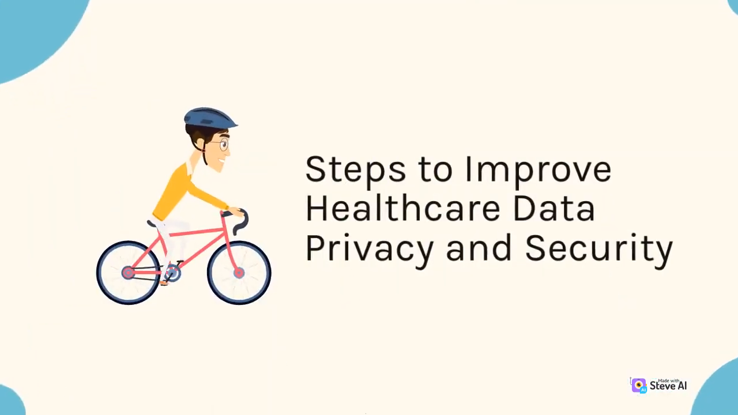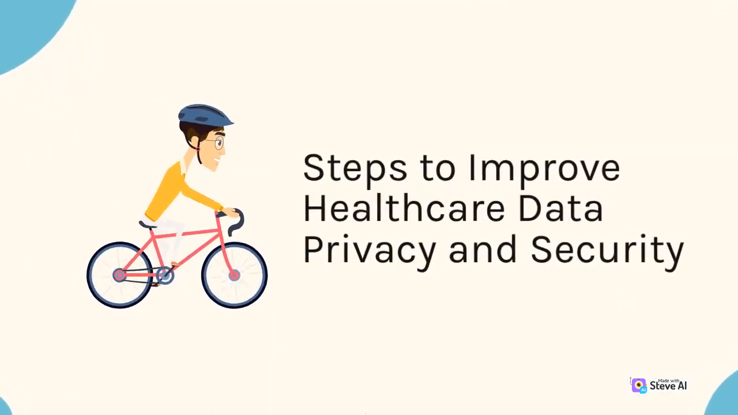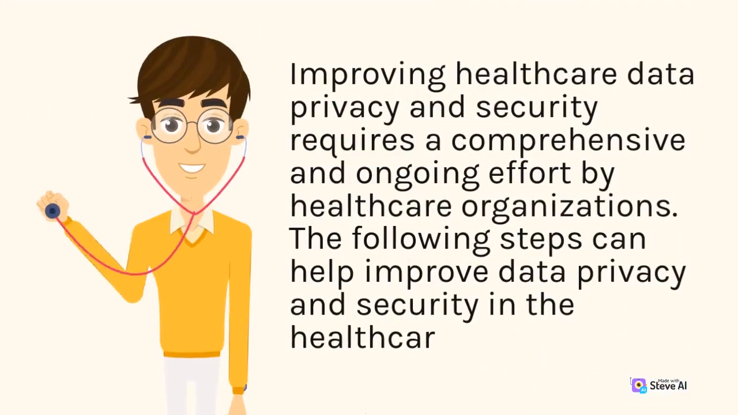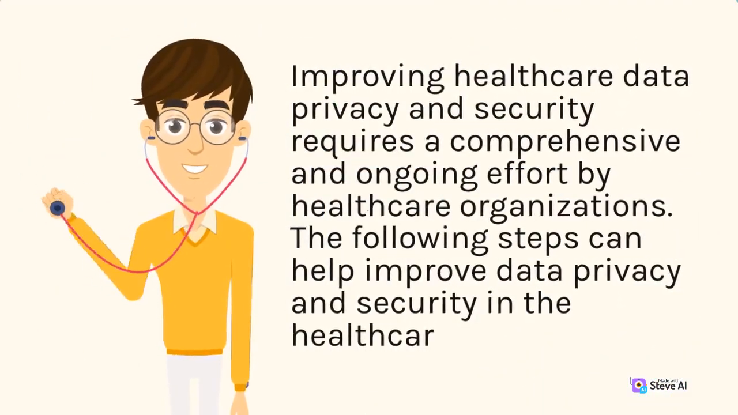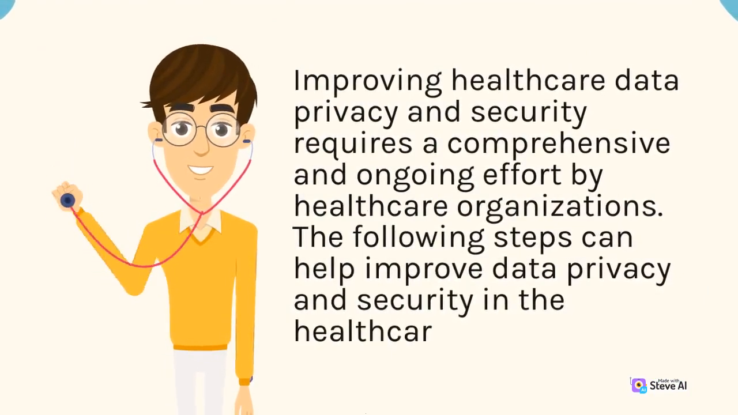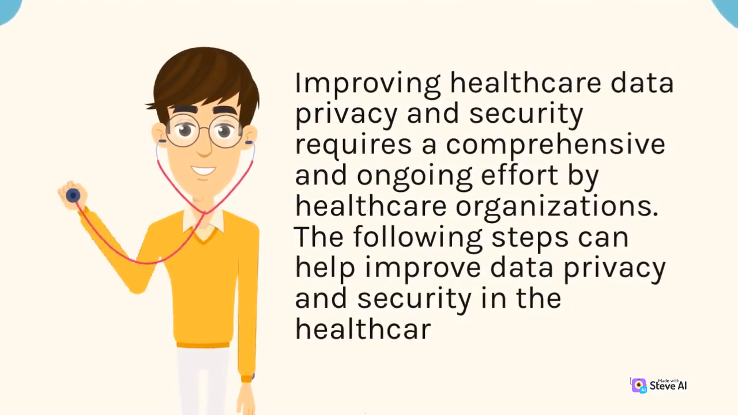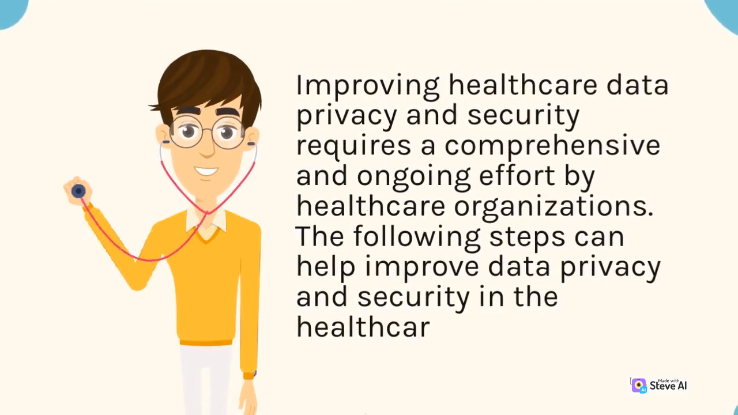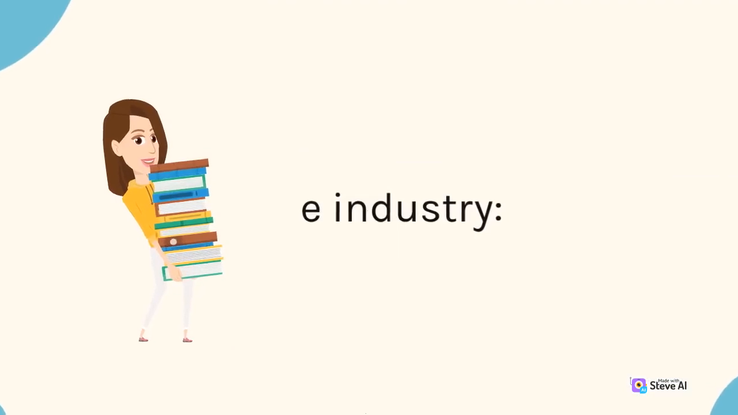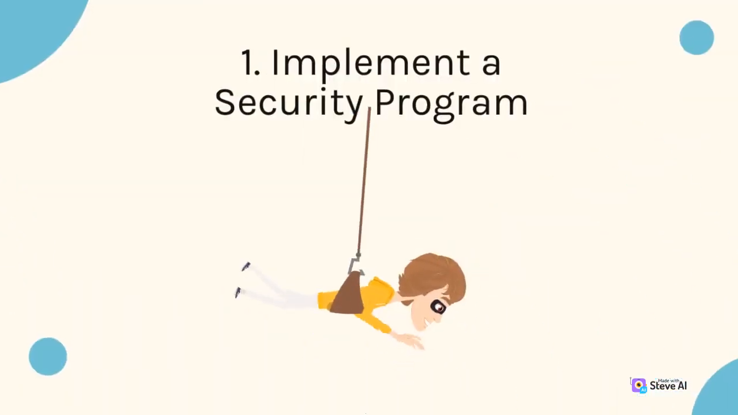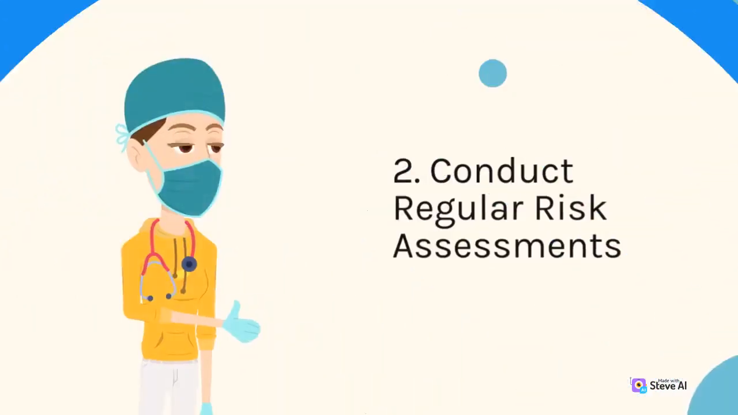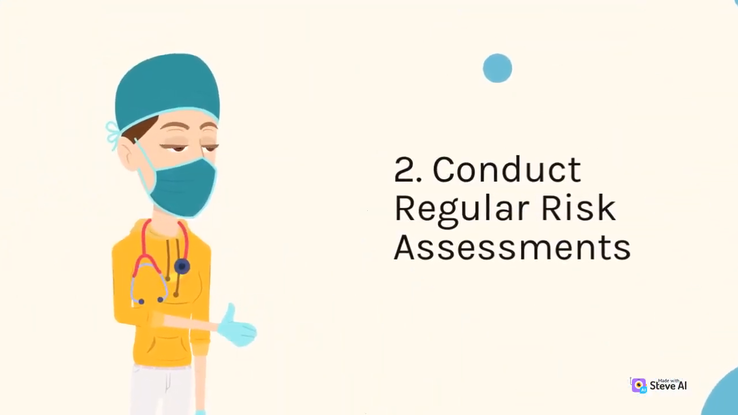Steps to improve healthcare data privacy and security. Improving healthcare data privacy and security requires a comprehensive and ongoing effort by healthcare organizations. The following steps can help improve data privacy and security in the healthcare industry. 1. Implement a security program. 2. Conduct regular risk assessments.